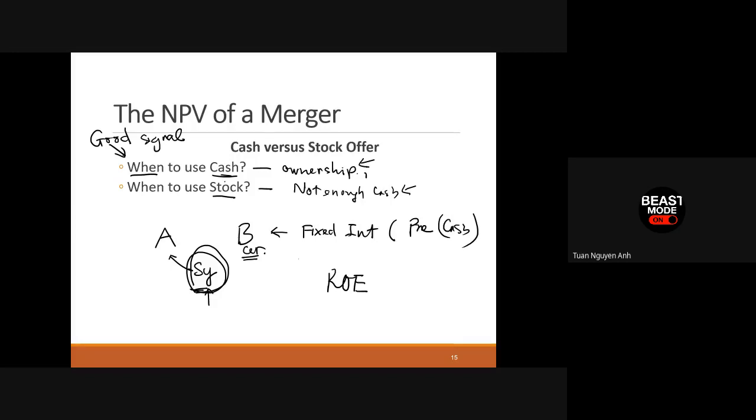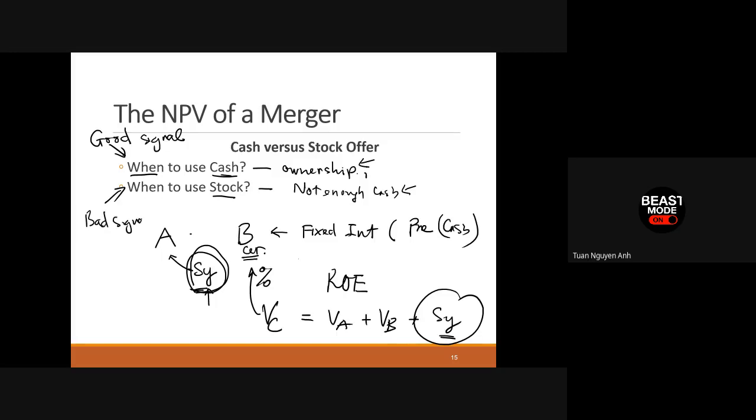You see, if you use stock, B's value will be related to, or affected by, the value of the company C. But the value of the company C is affected by the synergy, and the synergy is uncertain. And now B is getting some percentage in the company C, so the uncertainty will be shared between A and B for this situation. So now here is the bad signal to the market.